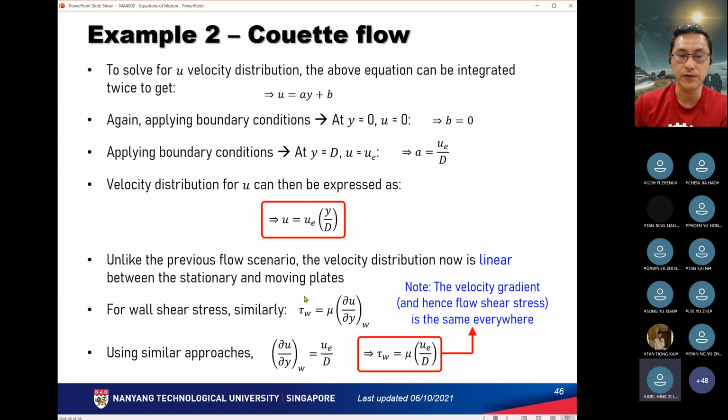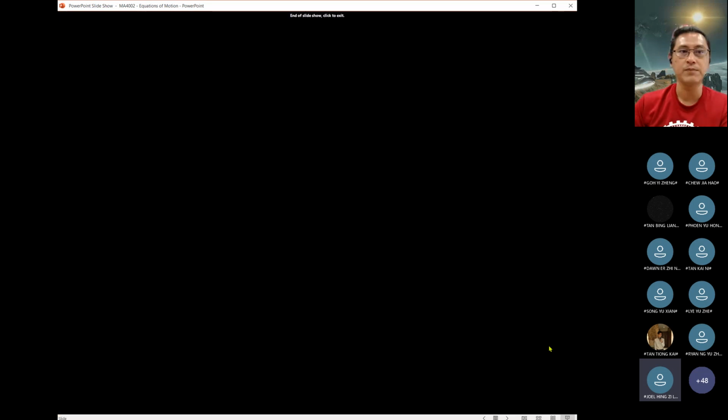So once we have this, once again, we can come up with expressions for the wall shear stress, just like what we did previously. In this case, the wall shear stress will have this expression. You guys can sort out the details, I'll work out the details or some steps are simple. And that basically concludes chapter 1 of part 2 of MA4002.